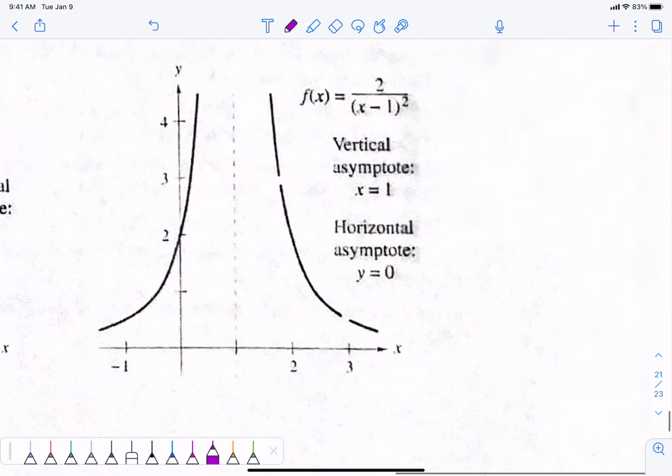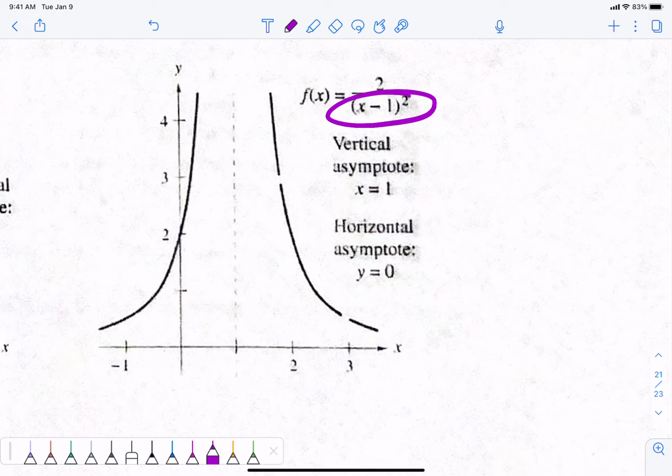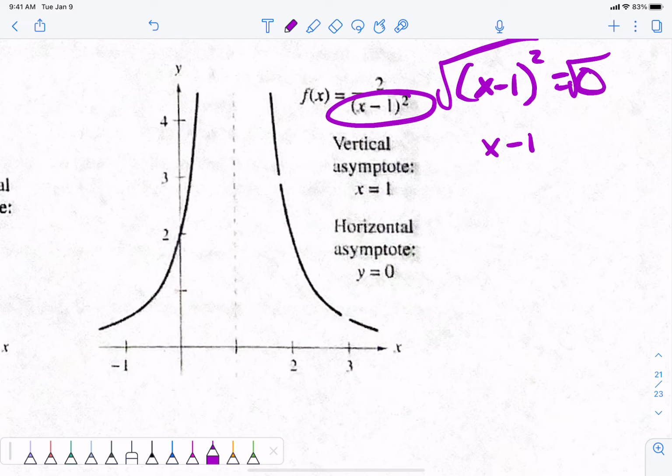Over here, we have a vertical asymptote at 1 because if we set this equal to 0, (x minus 1) squared, the first thing we would do is take the square root, but the square root of 0 doesn't do anything. It's just 0, and then add the 1 over. So x equals 1 is going to be my vertical asymptote, okay? And it also has a horizontal asymptote at y equals 0, so we will get to that.